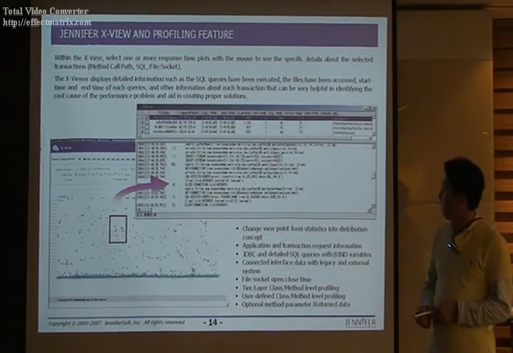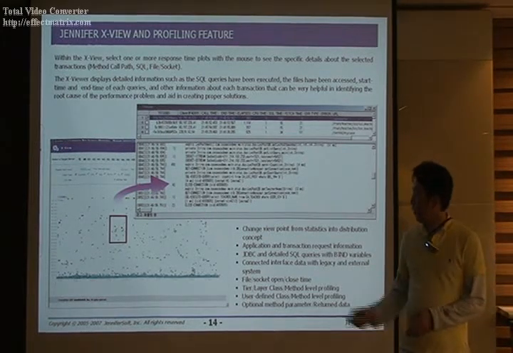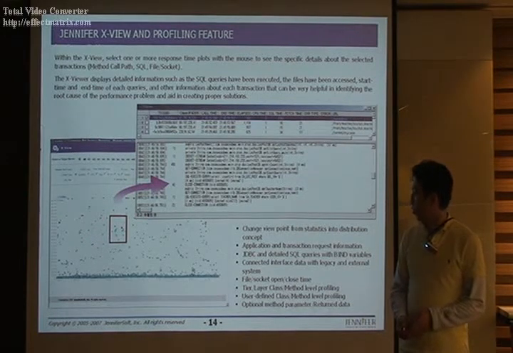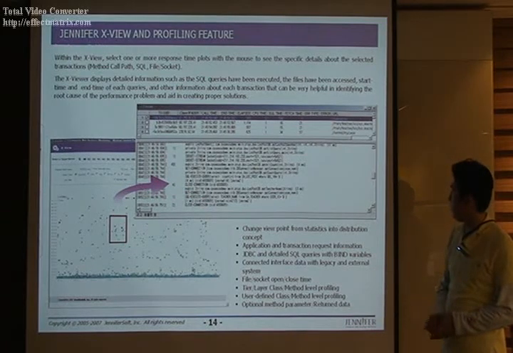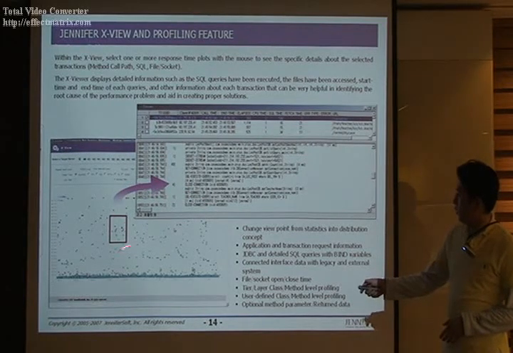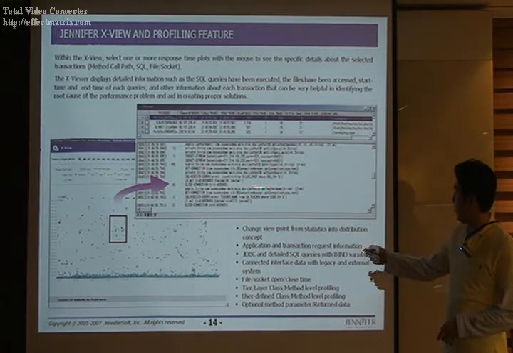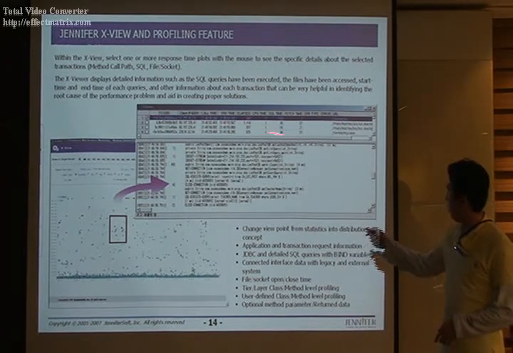Jennifer's XView profiling features. From our XView, you can actually drag and grab a series of one or more of these dots, and then you can get the detailed information about these transactions. As you can see in this example, we selected a bunch of transactions over here, and then a pop-up screen will appear. And each transaction is indicated by a row.